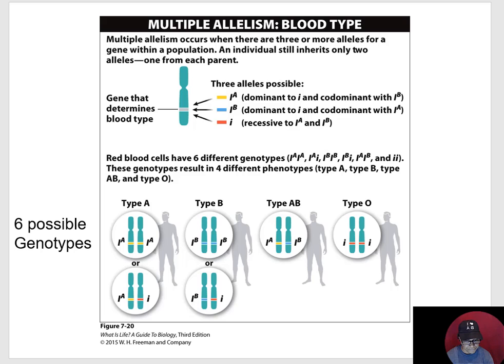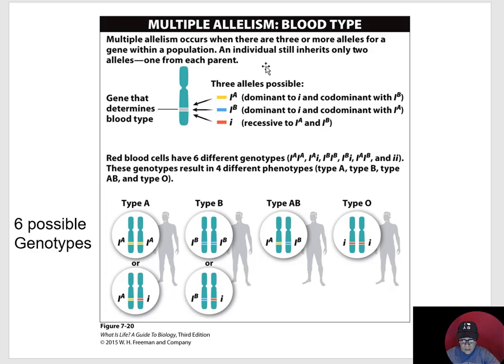All right. So now we're going to talk very quickly about multiple allelism. This is what we see with blood and blood types. Blood types are a little bit different. So multiple allelism occurs when there are 3 or more alleles for a gene within a population. So an individual still inherits only 2 alleles, 1 from each parent, right? You can still only inherit 2, 1 from each parent.